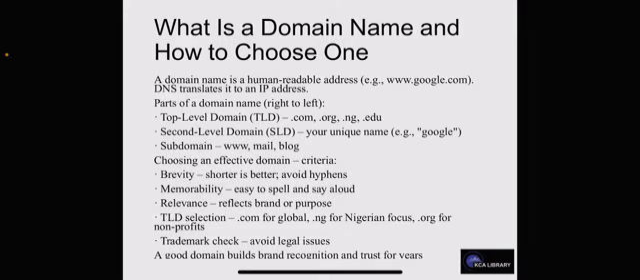So everything that has to do with internationally, globally, any website that we use .com for global, .ng for Nigerian focus, website that is created for Nigerian focus, .org for non-profits. I think we have .edu for academic stuff too. So now we also have trademark check, which is to avoid legal issues. A good domain builds brand recognition and trust for years.